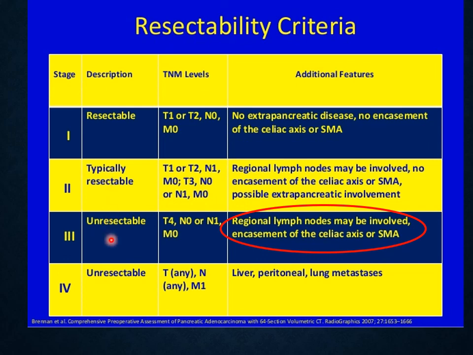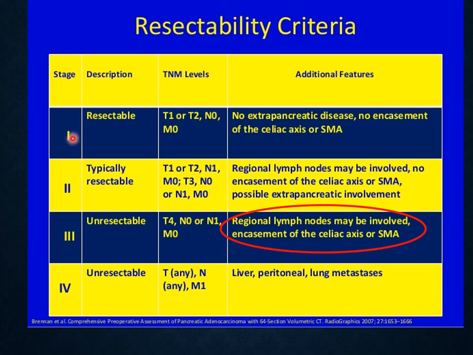Whereas in stage 3, the tumor is T4, with nodal status negative or N1, and metastasis negative. Therefore, regional lymph nodes may be involved and there's encasement of the celiac axis or SMA. As a result, it is unresectable.